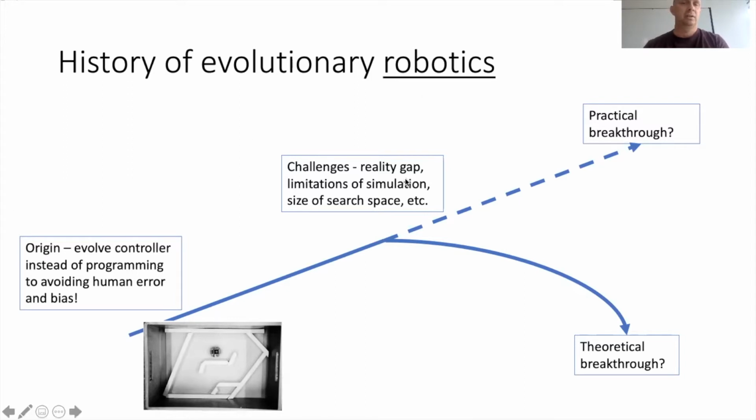But actually, a lot of these challenges turned out to be so hard that we diverged a little bit and moved into a more theoretical realm, digging in and starting to solve part of the problems, and maybe losing a little of the original idea behind evolutionary robotics research.